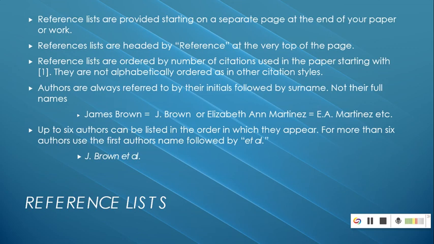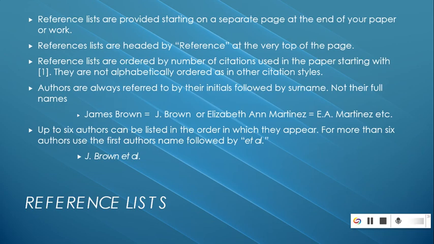So let's talk about reference lists. The bracketed in-text citation numbers correspond with resources on your reference list. So if you used a resource bracketed 1 in the body of your paper in the in-text citation, on your reference list, that would be bracketed 1. And your reference list usually is at the end of your paper on a separate piece of paper. And at the top of the page, you would write the word reference.